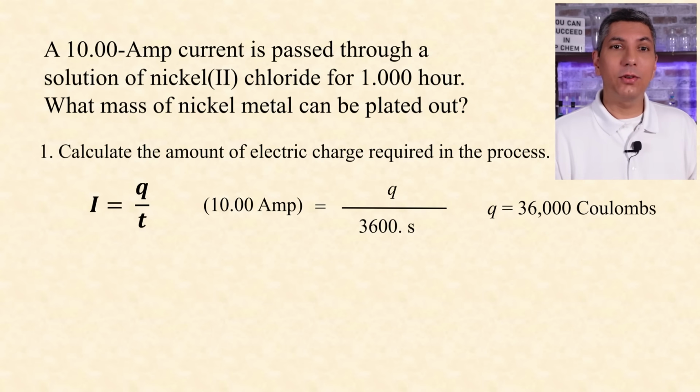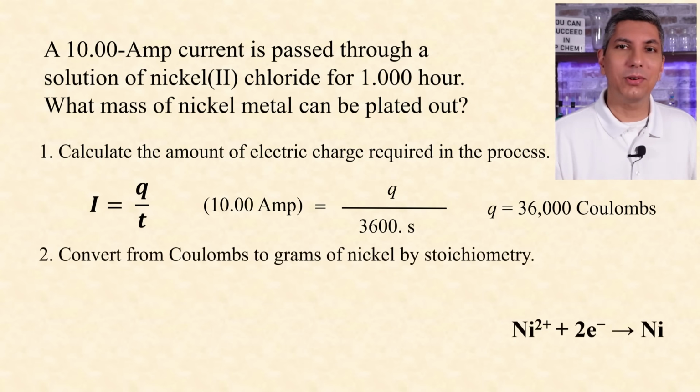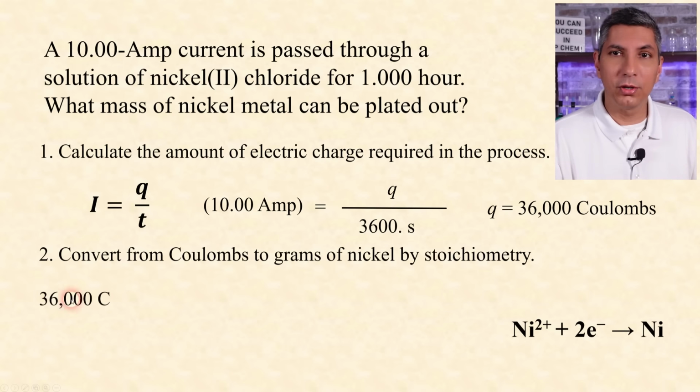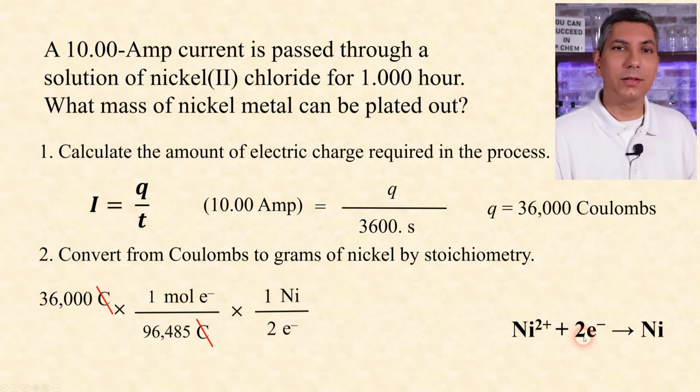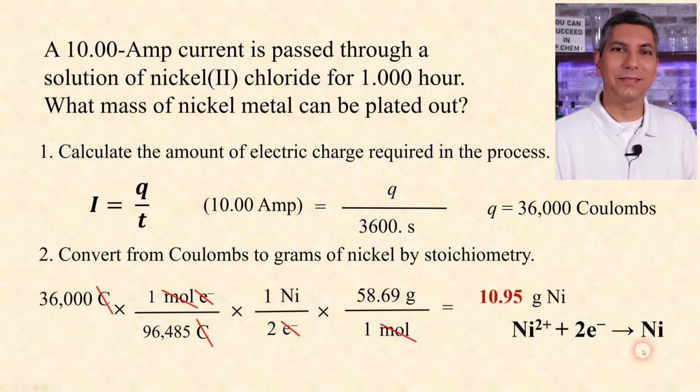To convert that into grams of nickel, we use stoichiometry. Step 1 is to convert to moles using Faraday's constant. The balanced half reaction tells us we need 2 electrons to produce 1 atom of nickel, and then we convert to grams using the atomic mass.